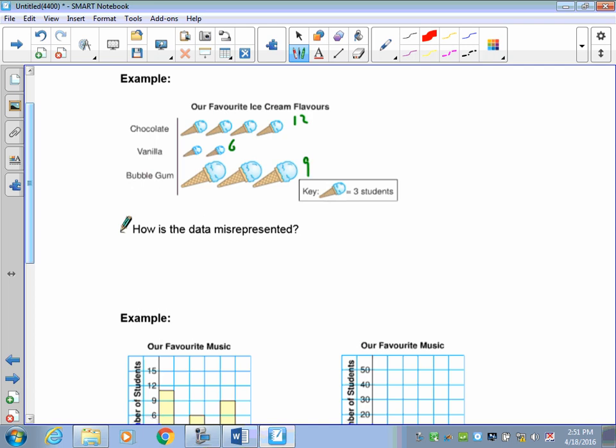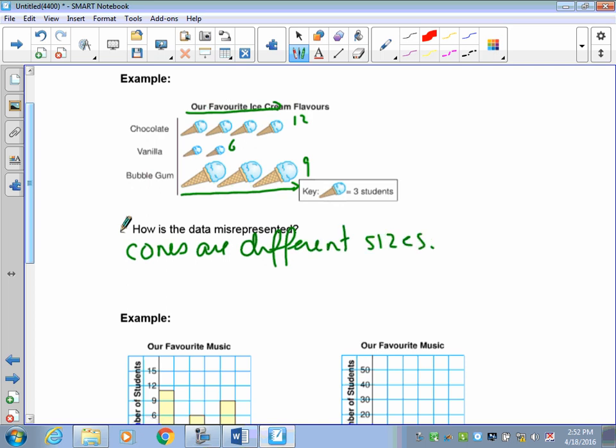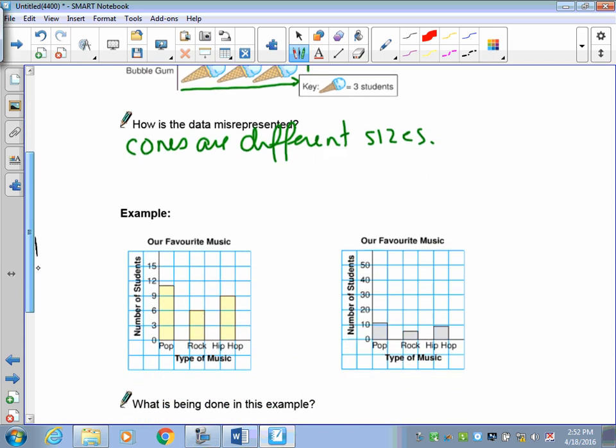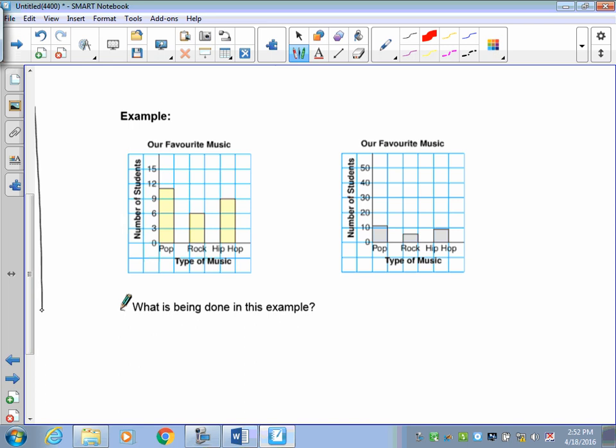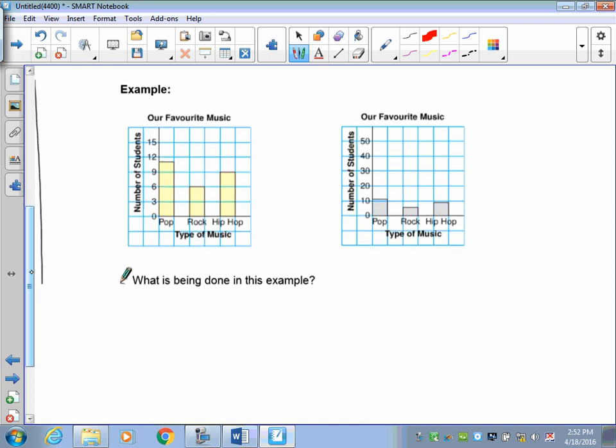You can see that by having different size cones, they've made the bubblegum much longer lineup than the 12. Okay, so the cones are different sizes. Obviously, this person wants to show that bubblegum is the favorite flavor for whoever they're considering. Favorite music. What's being done in this example? Well, if you take a look, pop, rock, and hip-hop, there's about 11 pop. Everything, the data is all the same.